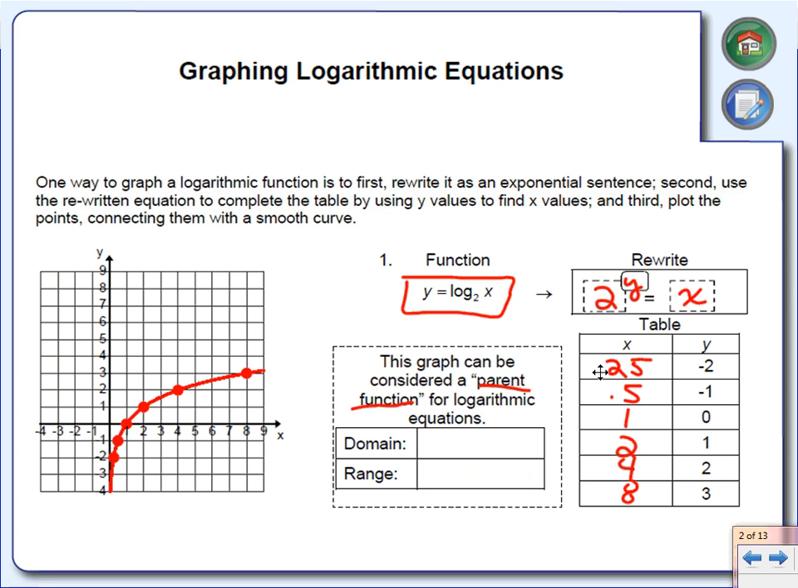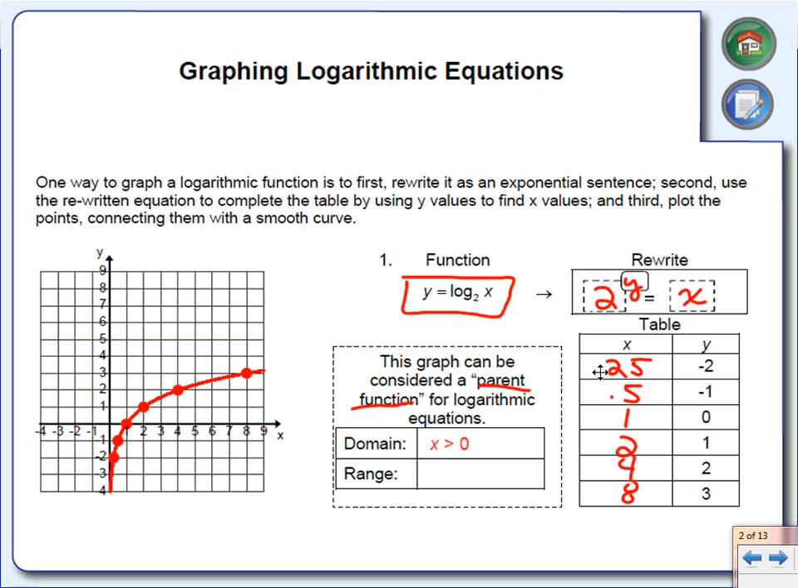If you look at that parent function, I want to know what is the domain for that graph. What are the x values on this particular graph? Well, that's only some of them. Those are the ones we came up with in our table, but there's much more than that. Look at the graph over here. What are the x's? Notice all the x values are positive numbers. So we're going to say all the x's are x values that are greater than 0. There are no negative x values.